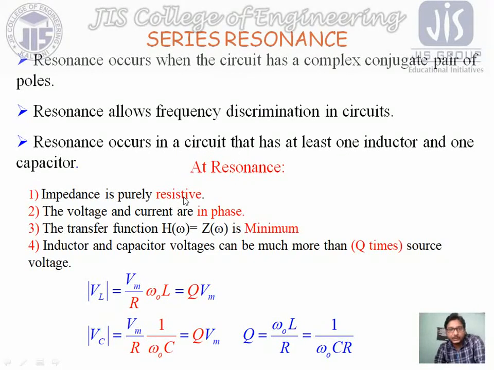For resonance one thing is clear: when resonance occurs, the impedance is purely resistive, and the voltage and current are in the same phase, that we have already seen in our last classes. Z is at its minimum for series RLC resonance. Now both the inductor and capacitor voltage can be much more than Q times the source voltage. This is the most important thing.